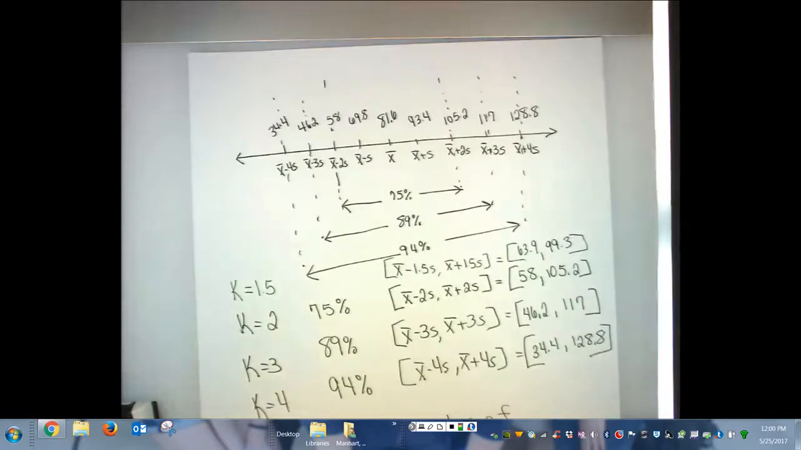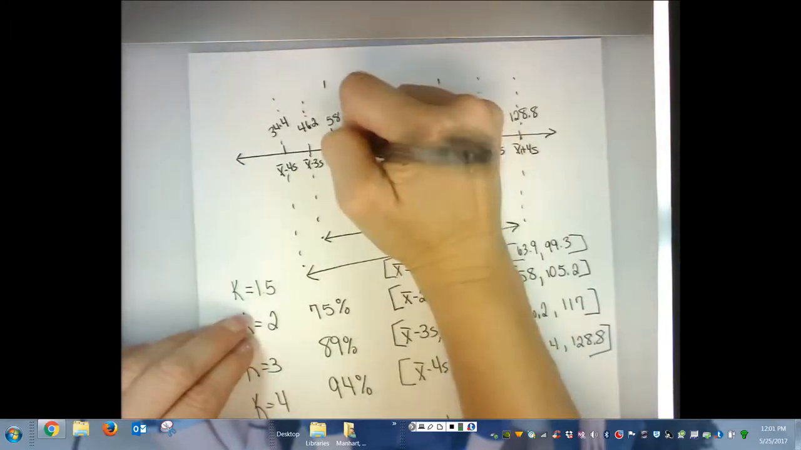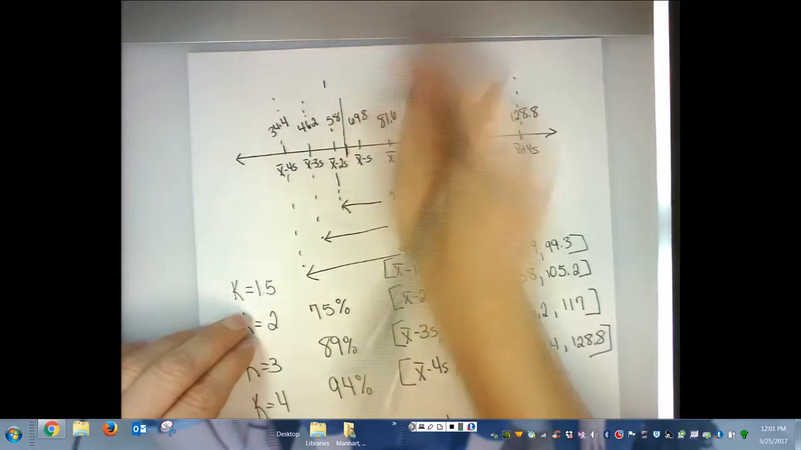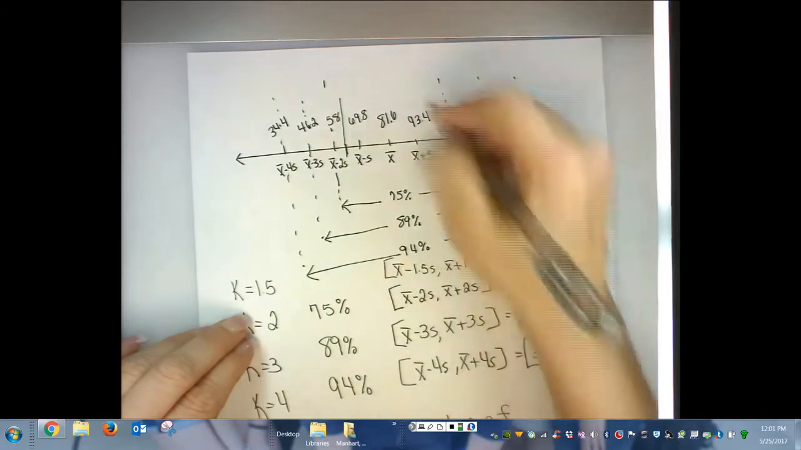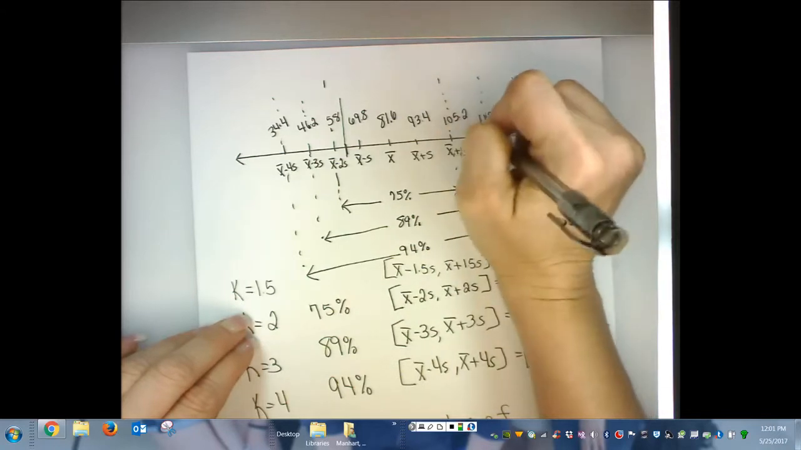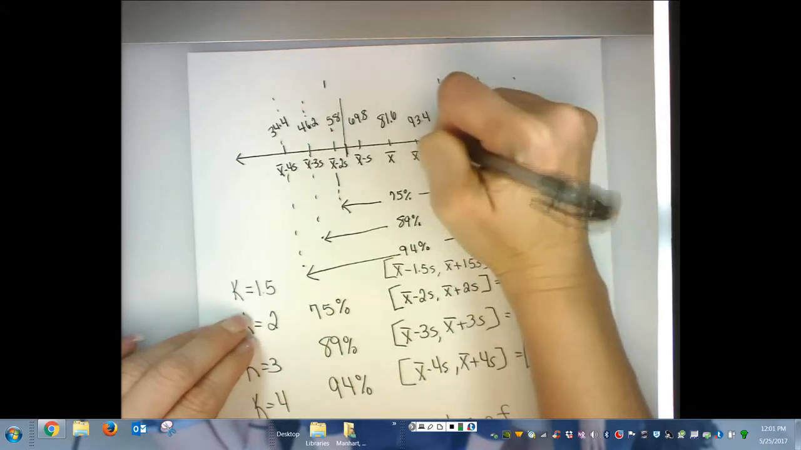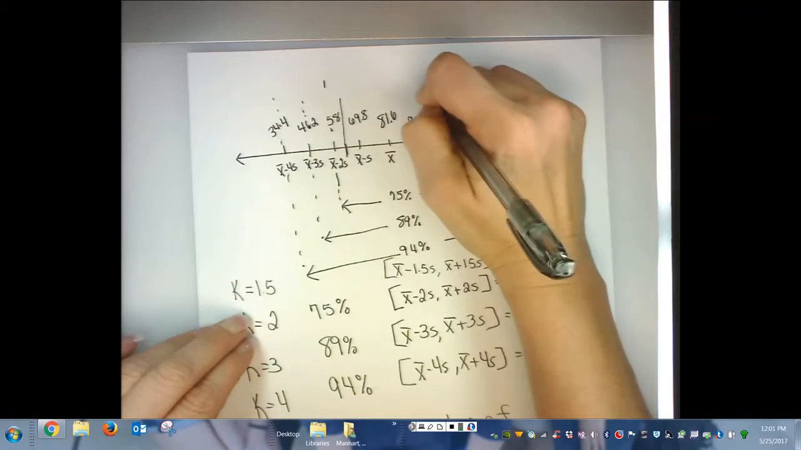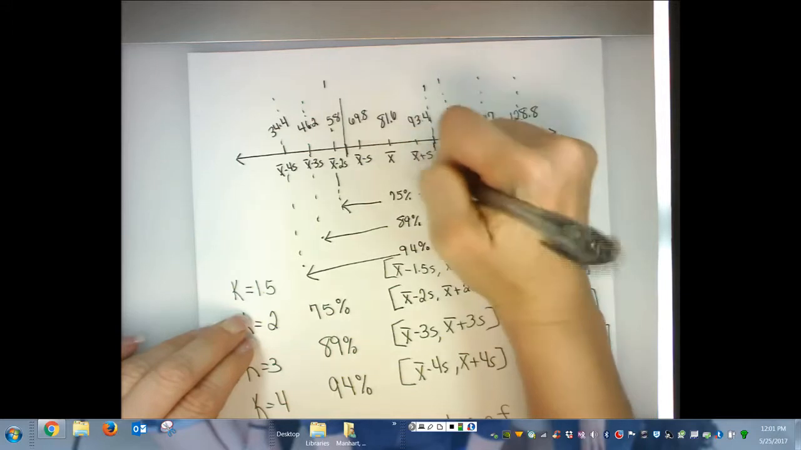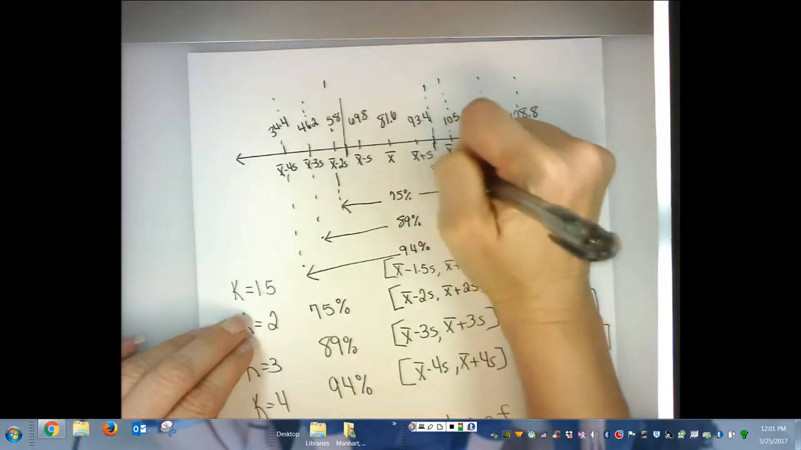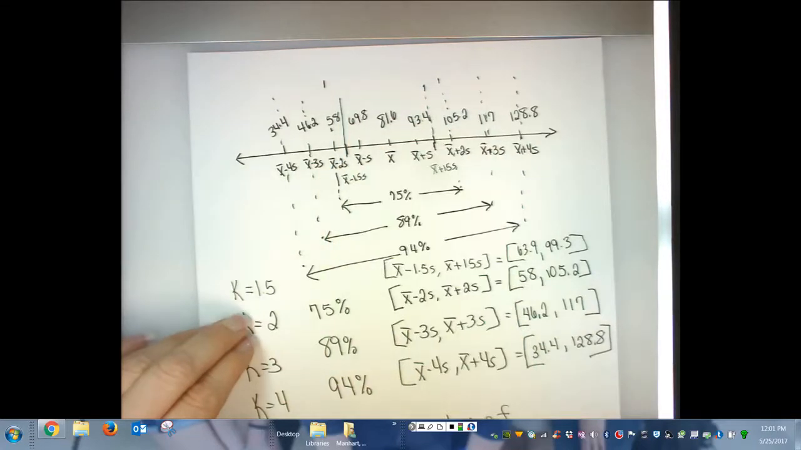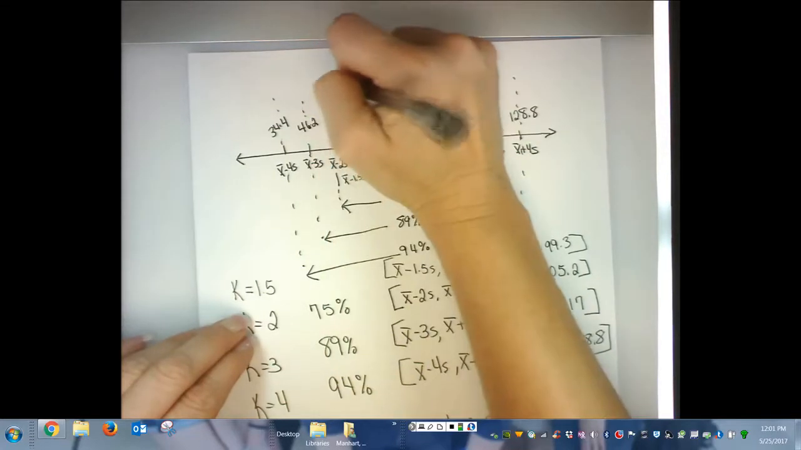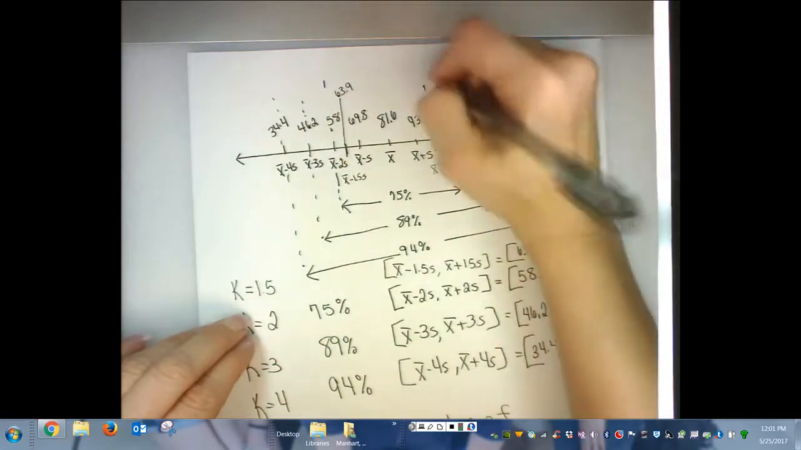So I'm going to come up here. This is 1.5 standard deviations below, and this represents 1.5 standard deviations above. So x bar minus 1.5s, and then this is x bar plus 1.5s. Those numbers are 63.9 and 99.3.